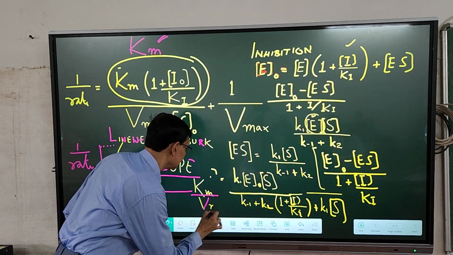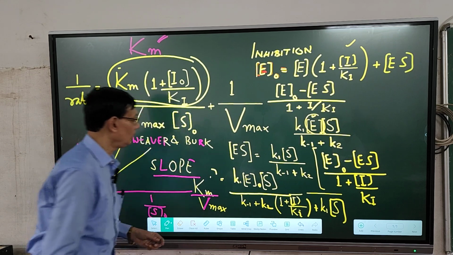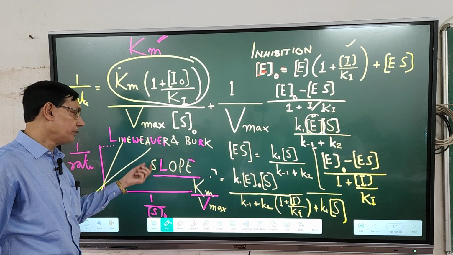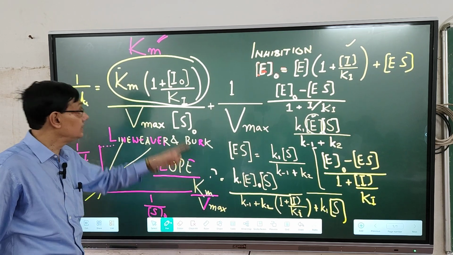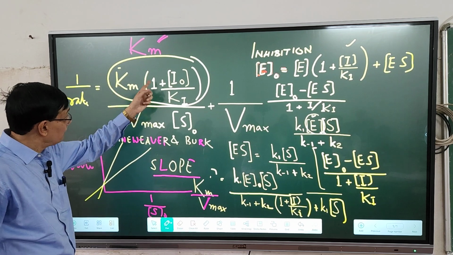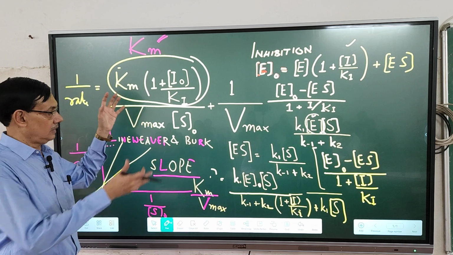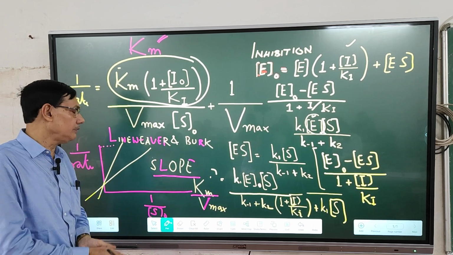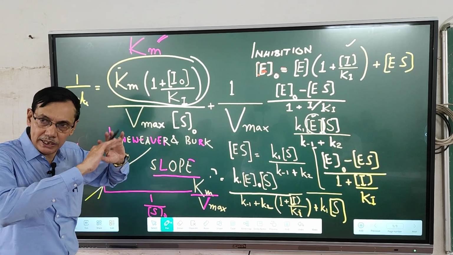And in normal cases only Km divided by Vmax. But it is a competitive inhibitor, so it is Km dash, which is Km (1 plus I0 divided by Ki). So naturally, after deriving this, now you are able to say yes, in competitive inhibitors, the Km value increases, but there is no change in Vmax.